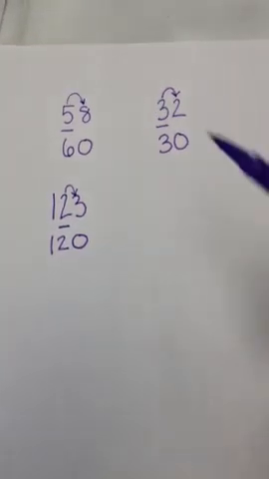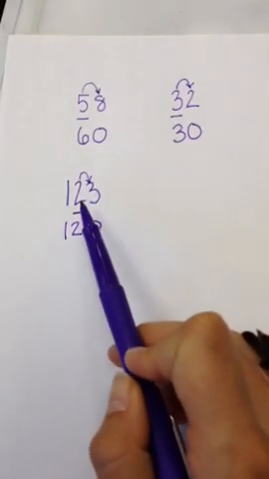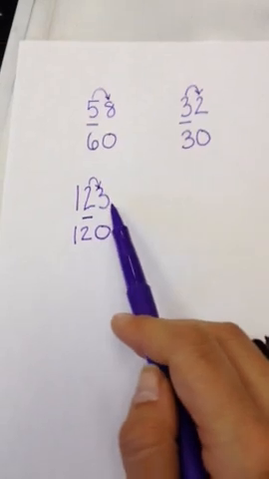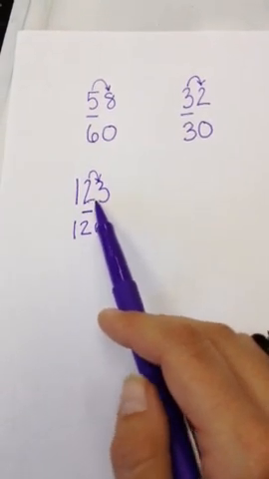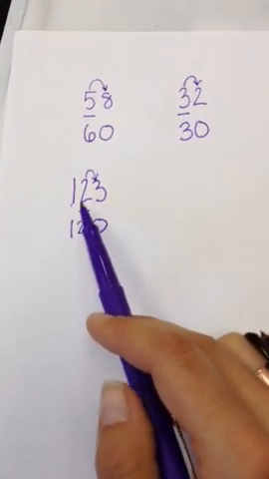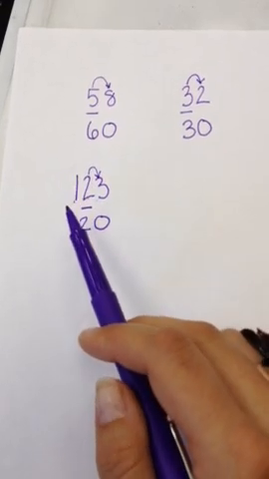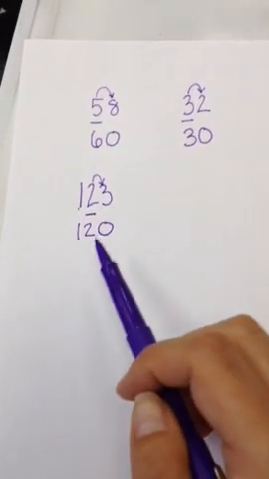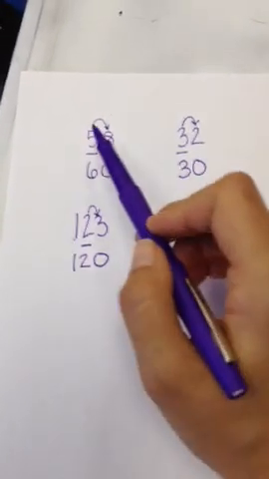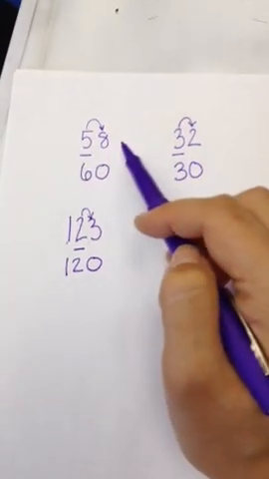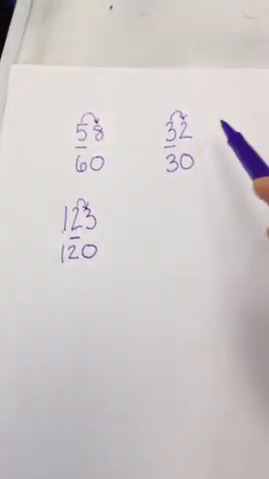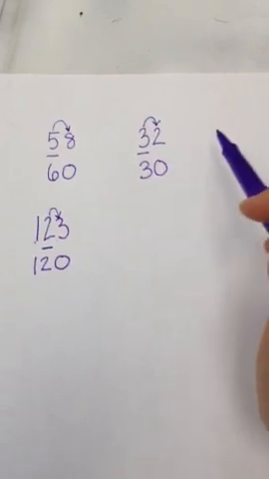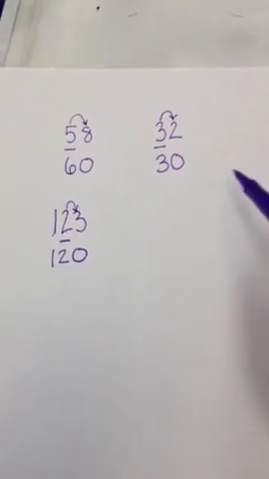Another thing we talked about when you're rounding to the nearest 10 is you look at the 10 that is below and above where your number falls in the middle. So you might ask yourself, is 123 closer to 120 or 130? Well, it's closer to 120. Or is 58 closer to 50 or 60? It's closer to 60. Or is 32 closer to 30 or 40? It's closer to 30. Okay?